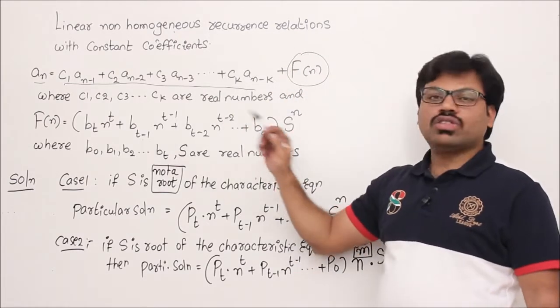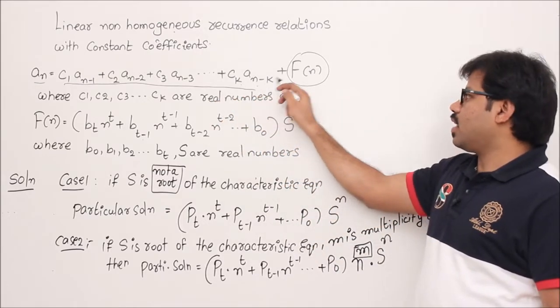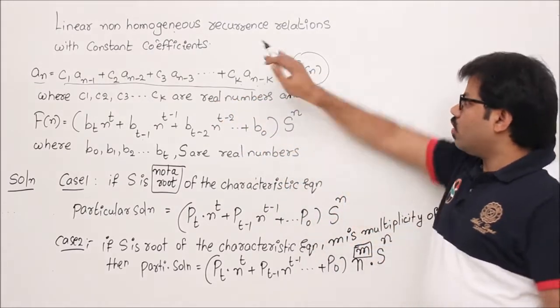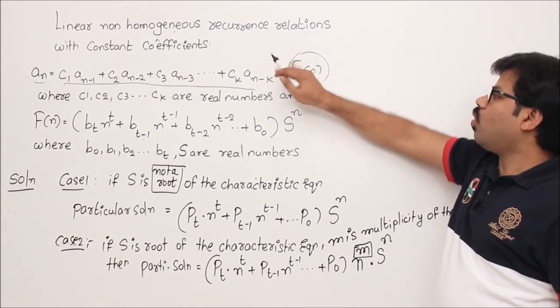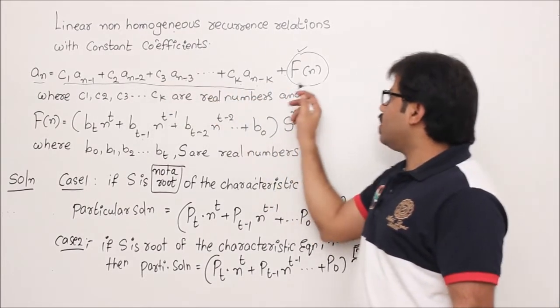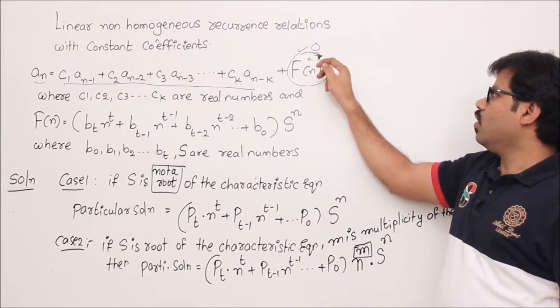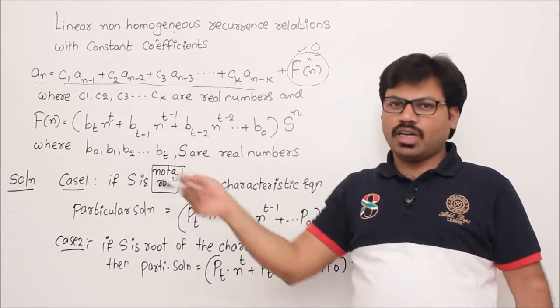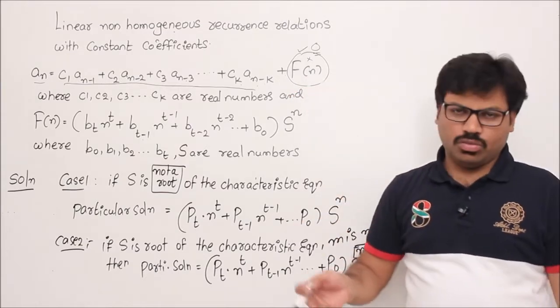So a_n equals c1 a_(n-1) plus c2 a_(n-2) and so on, up to ck a_(n-k), plus f of n is called a linear non-homogeneous recurrence relation. So this is automatically linear, and it is not homogeneous because you have recurrence terms followed by some function. If you don't have this f of n, if f of n is 0, then this equation will become homogeneous. If you have f of n, then that will become non-homogeneous.